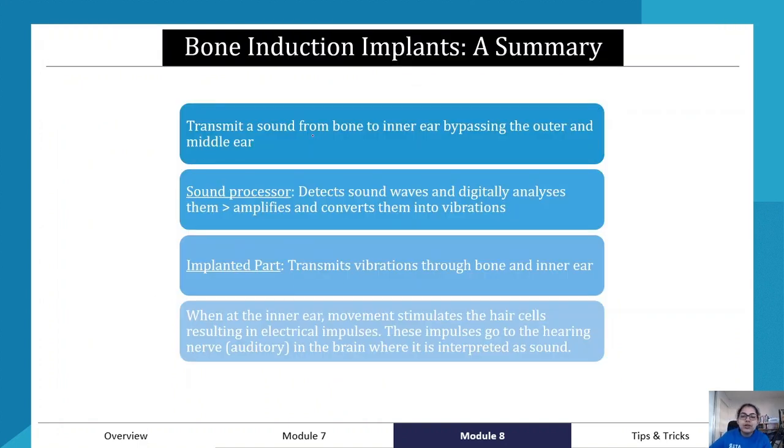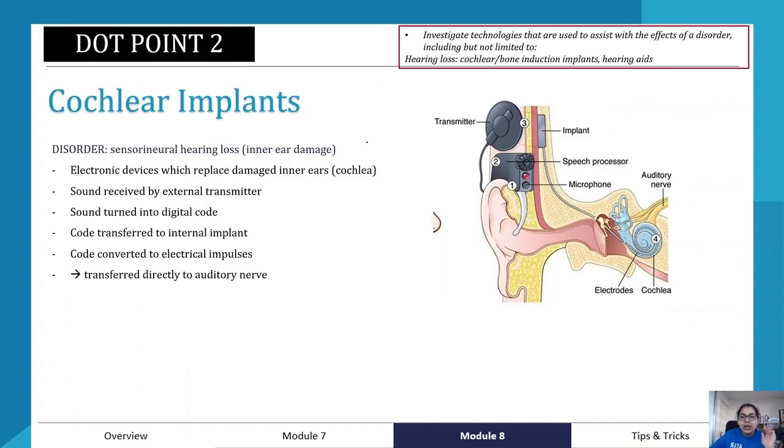So here's a more detailed process. We transmit sound from bone to inner ear, bypassing the outer and middle ear. So we're not worrying about the eardrum, the ossicles, or the outer ear. There's a sound processor which will detect the sound waves, analyze them, amplify them and convert them into vibrations. Then the implanted part will transmit the vibrations from the bone to the inner ear, and the movement stimulates the hair cells, which results in electrical impulses, and then it goes to the brain via the auditory nerve.